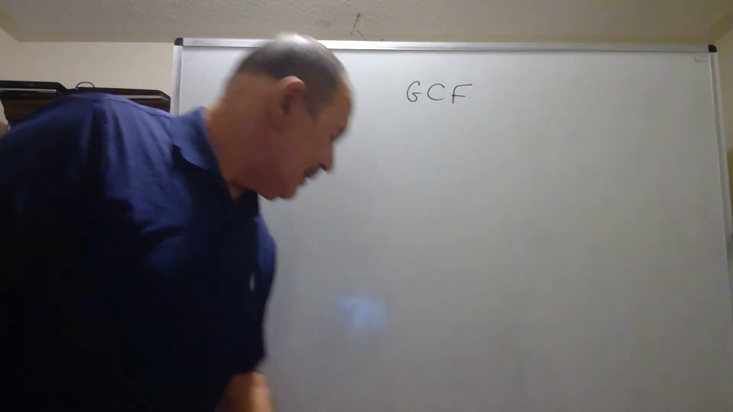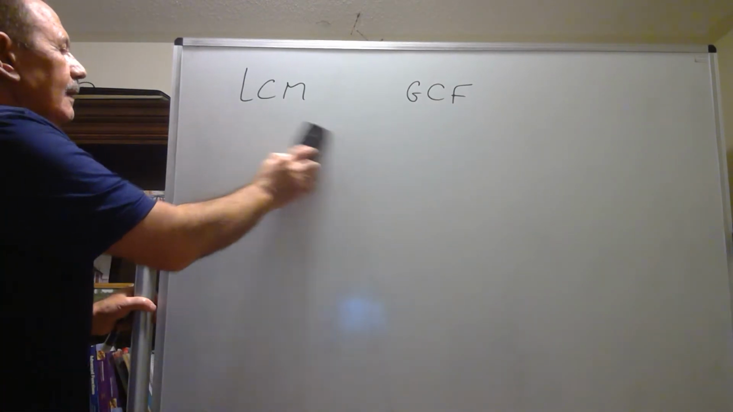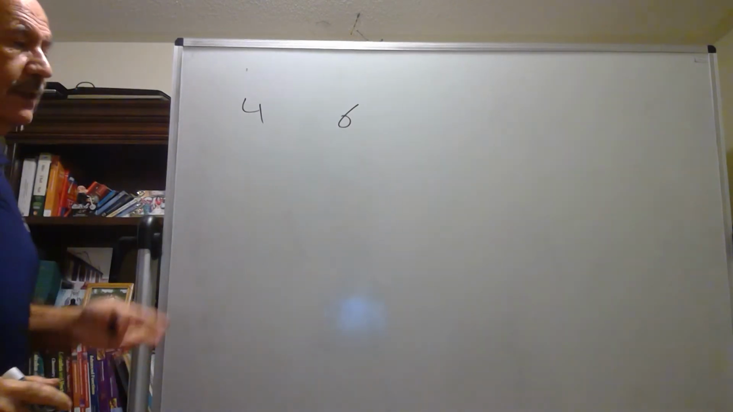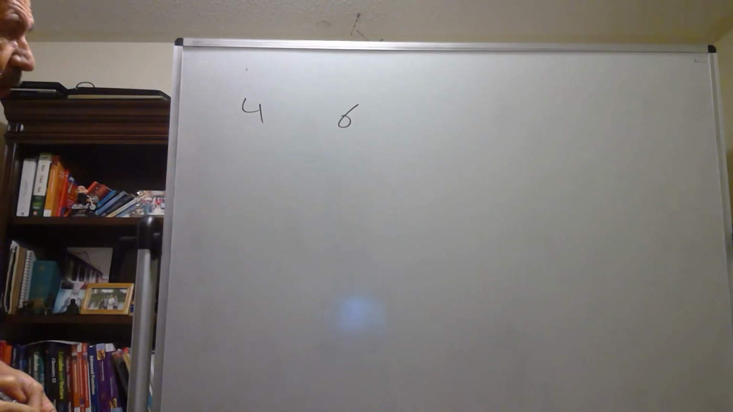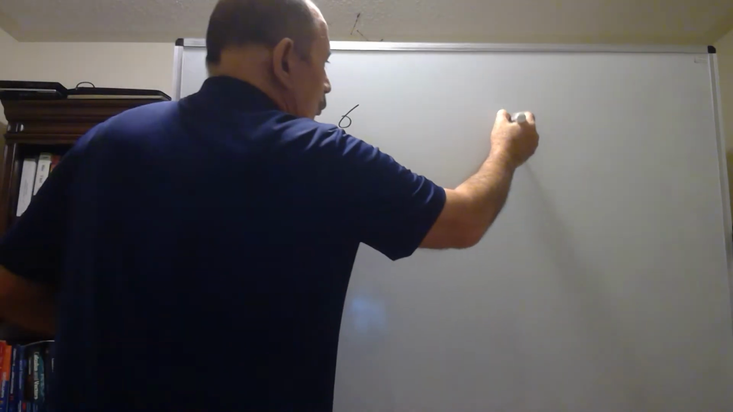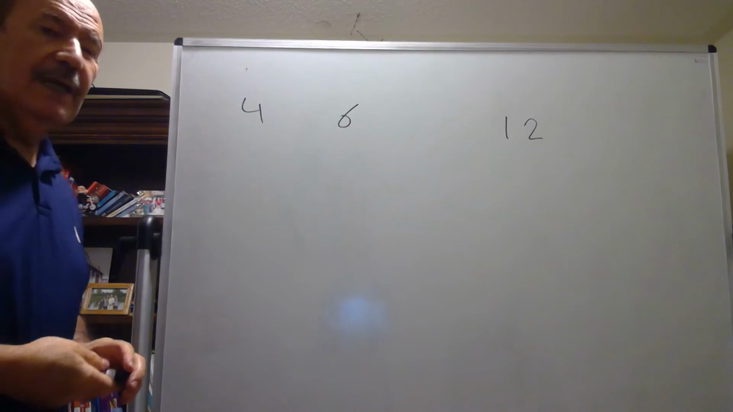First, before starting lowest common multiple, we should know what is the common multiple. I explain by using an example. Let's say we have 4 and 6. What is the common multiple of 4 and 6? One of them is 12. 12 is a common multiple of 4 and 6.